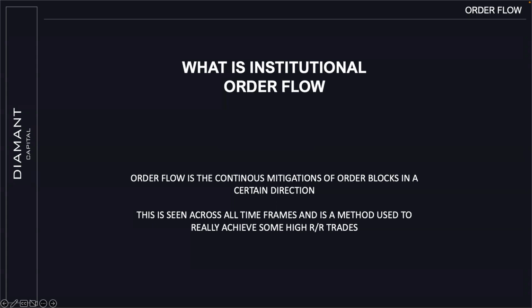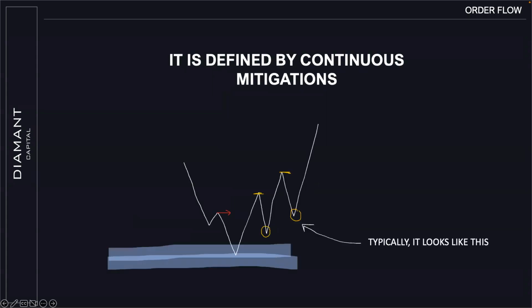When we're talking about, for example, the second mitigation type of trade, this is based on the idea of order flow. If we really had to define it, it's defined by continuous mitigations. So it's exactly like this. Typically, this is what it's going to look like. You're going to reach some sort of high time frame point of interest, and then from that, get some change of character, and then order flow just continues to the upside, creating more break of structures up and up and up. And as you can tell, this is the pattern that you start to see.